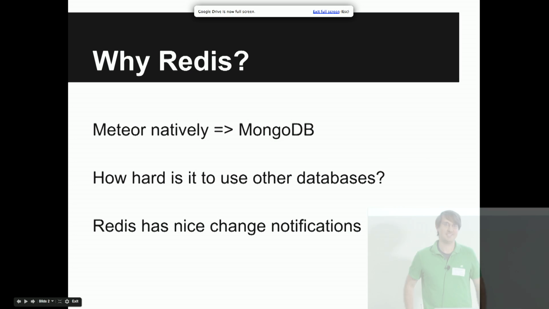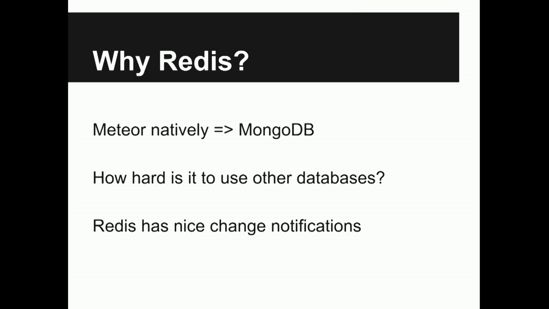So why Redis is the obvious question to ask first. Meteor today is really just about Mongo. And the question that I had was, how hard would it be to add support for other databases? And Redis seemed like a good one to start with because it has really good change notification support as of 2.8, which should make it easy to do some of those live updates.